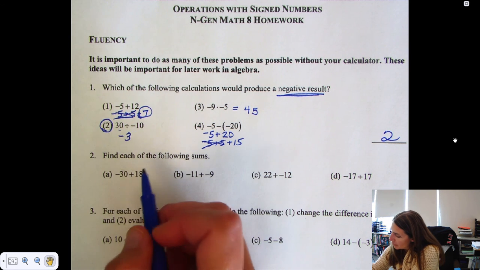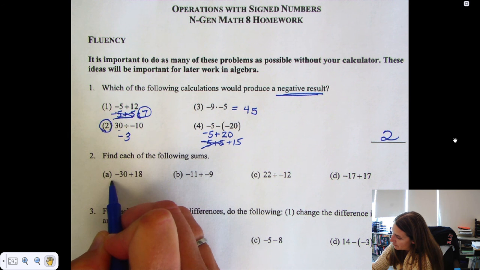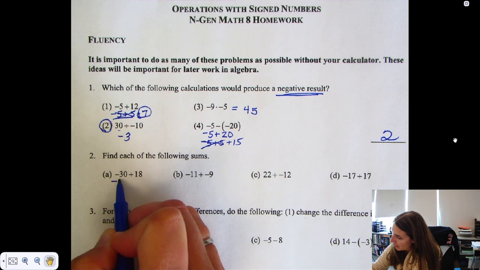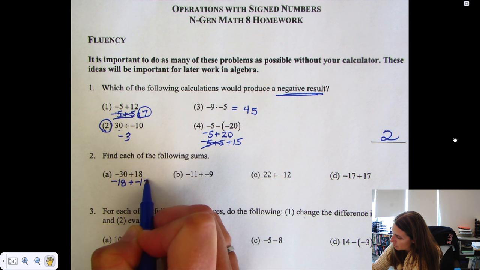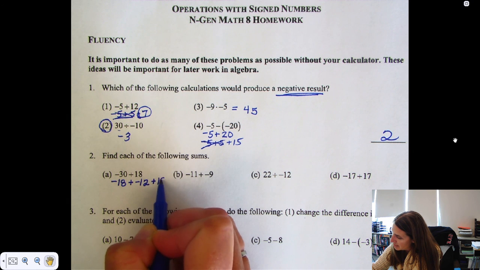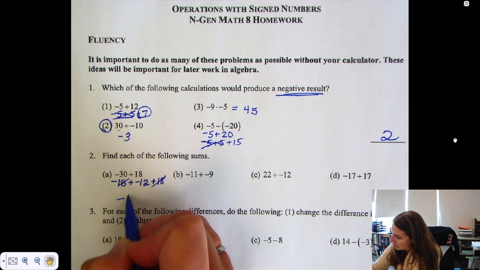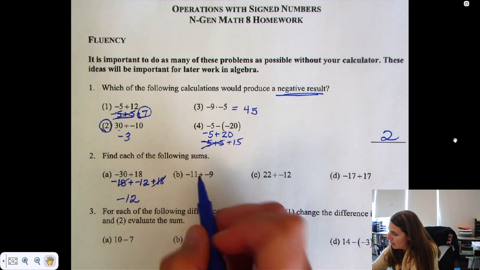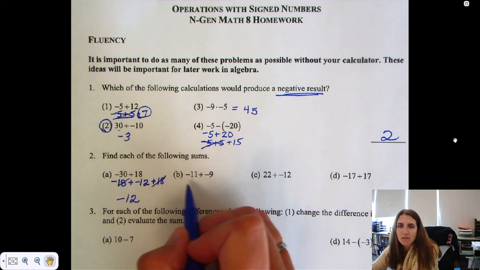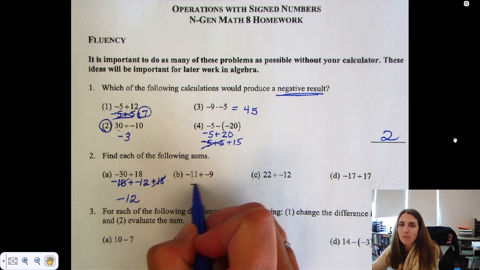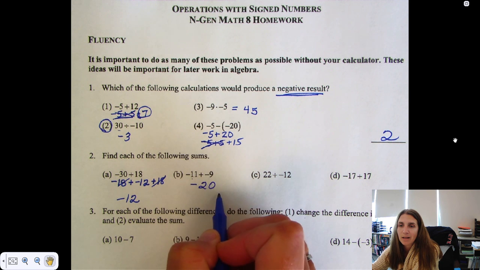So we have -30 plus 18. So -30 has more, so we're going to pull out an 18 from it, plus a -12 plus 18. So this and this will cancel, and our answer is -12. We have -11 plus -9. A lot of negatives, so we just add it all up, and we get -20.